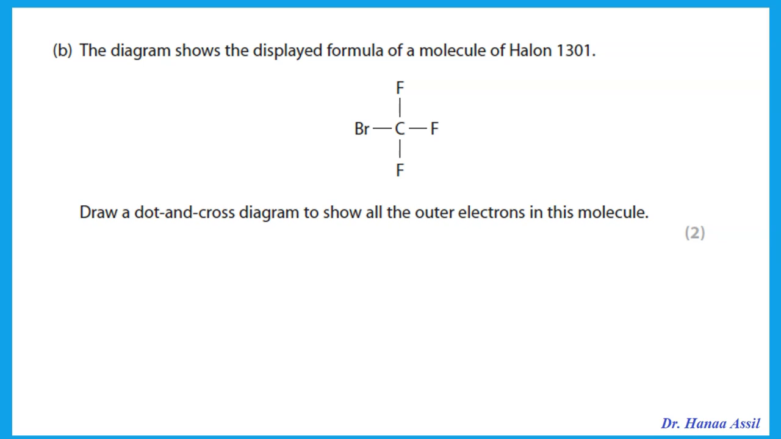The diagram shows the displayed formula of a molecule. Draw a dot and cross to show all the outer electrons in this molecule. Of course, you're going to look at the carbon. Carbon has 4 electrons in its outer shell, so it's going to use 1 to bond with each of the other elements. But each of the others have 7 electrons in their outer shell. So they're going to use only 1 of them to bond with the carbon, and we're left with the rest of the 7 surrounding each fluorine and the bromine atom.